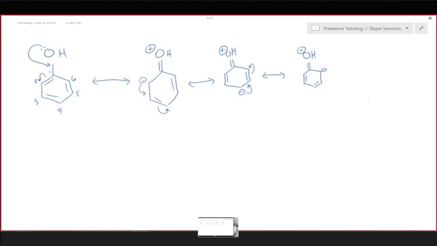Okay. Good. Now, we said that regular benzene was a poor nucleophile. Would we expect this benzene to be a better or worse nucleophile than regular benzene? A better nucleophile. Because of the negative charges. Good. Yeah. So would we say that benzene here has been activated or deactivated as a nucleophile?